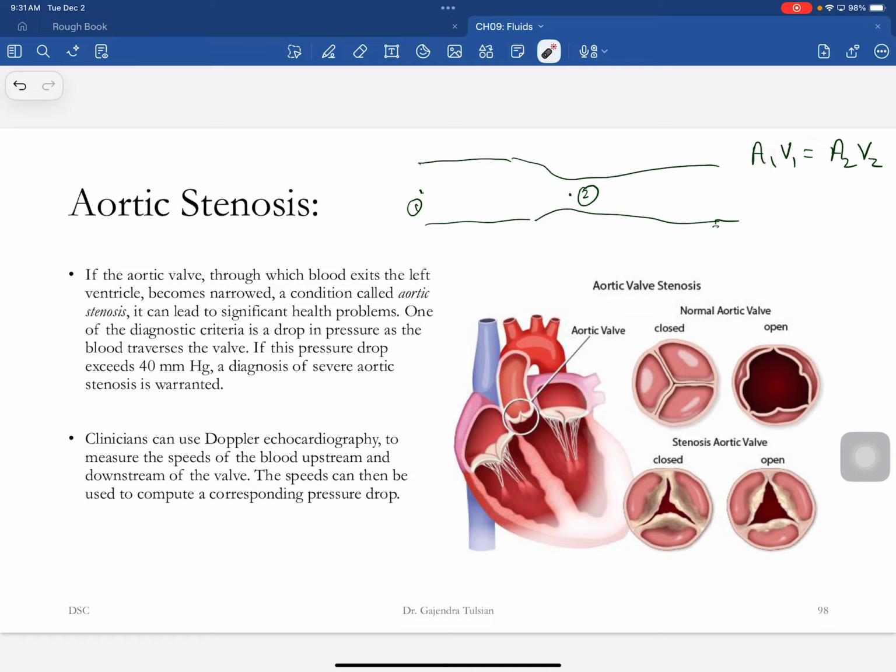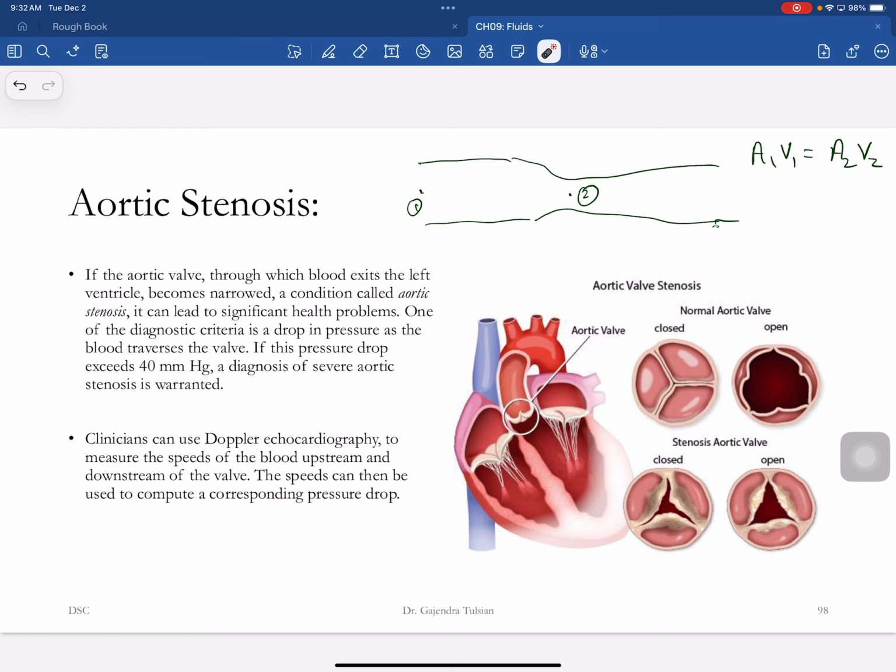So what this equation is saying is that if the area narrows, then the blood speeds up, or the fluid speeds up. So when this heart contracts, it's speeding up the blood. And if the valve is narrow, on the downstream, if this area is small, the blood will be going much faster.